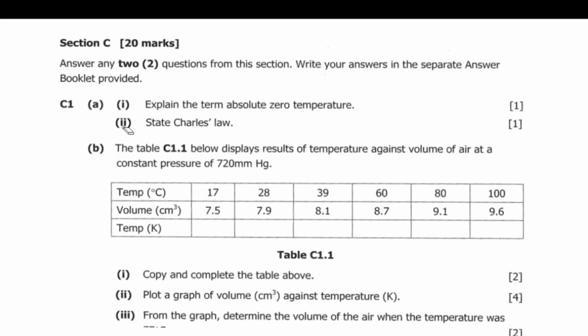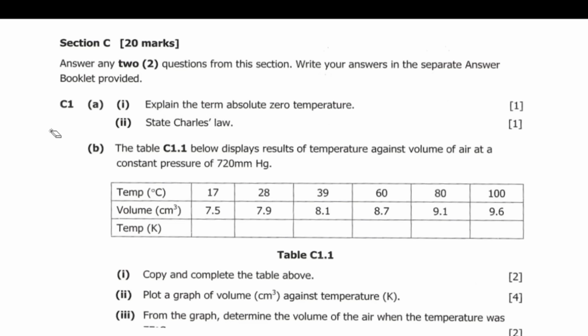When they are cooled to a temperature of 0 Kelvin, it is assumed by scientists that at that temperature the particles of the gases have zero potential energy and kinetic energy. And that temperature at which the particles have zero potential energy and kinetic energy is called absolute zero temperature. So, A, the answer is the temperature at which the particles of a substance have zero potential energy, vibration, and zero average kinetic energy. All right, or the temperature at which temperature in Kelvin is equal to 0. Then, B, they are saying state Charles' law.